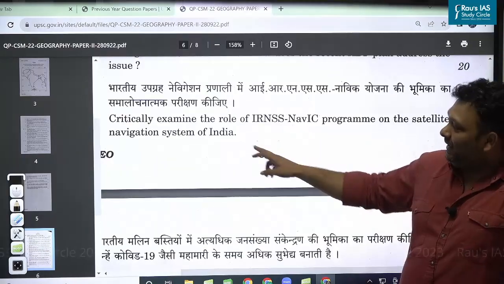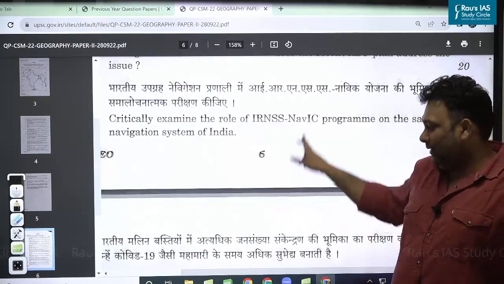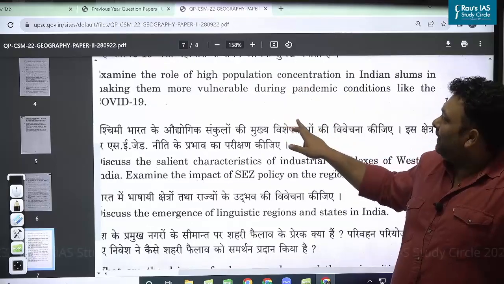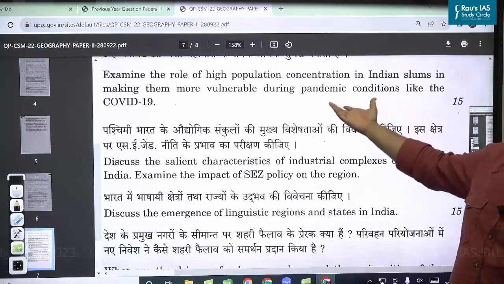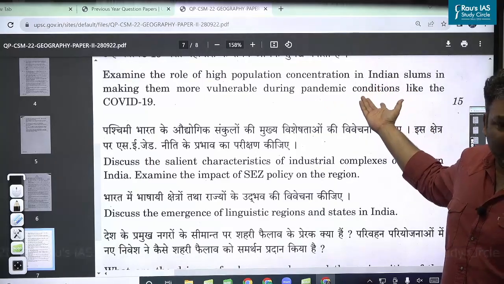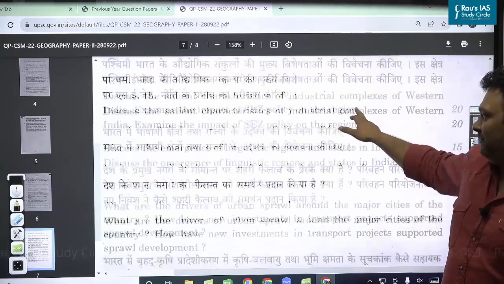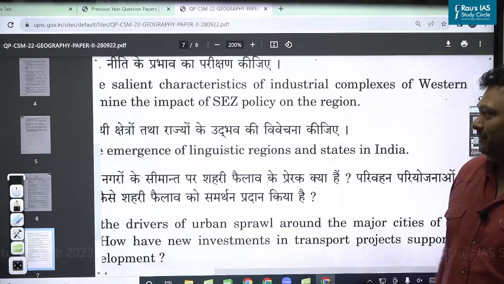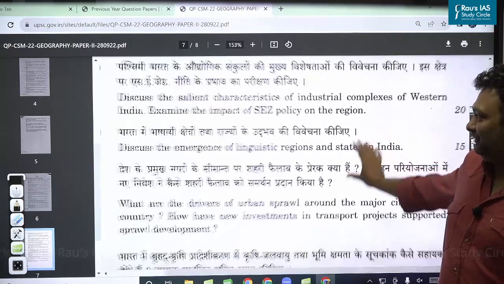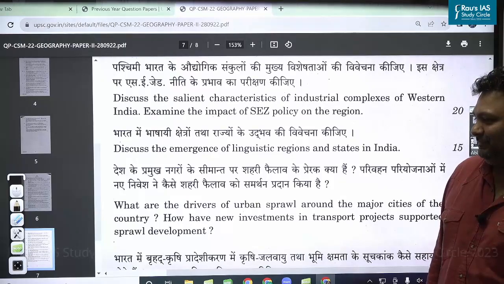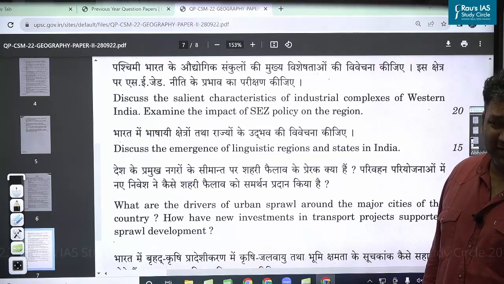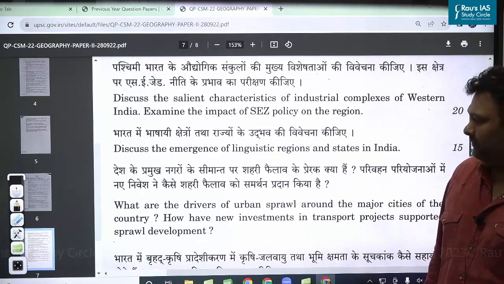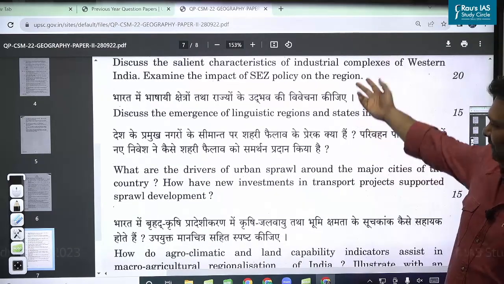Next again, critically examine the role of high population concentration in Indian slums. Okay, slums, positive or negative? Is it because of choice or is it because of obligation? Right. This is again objective.